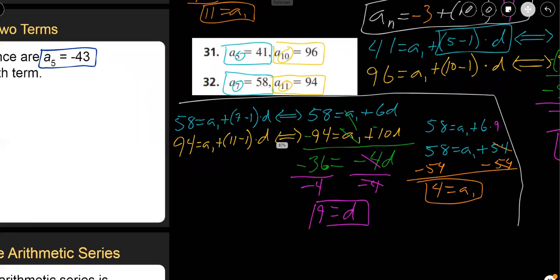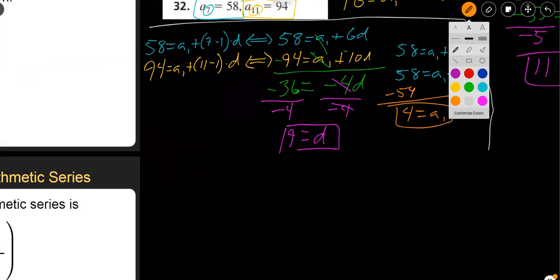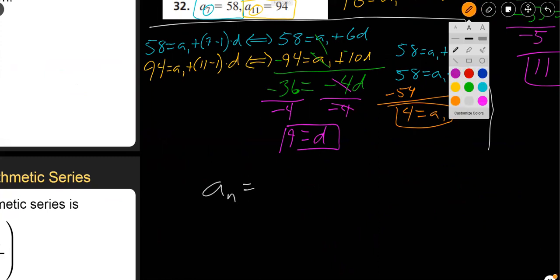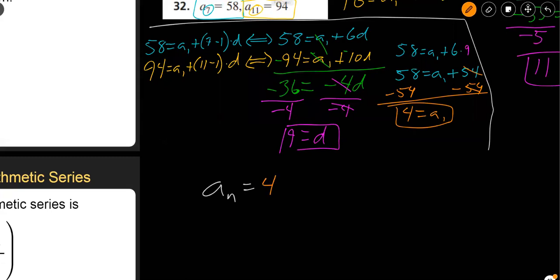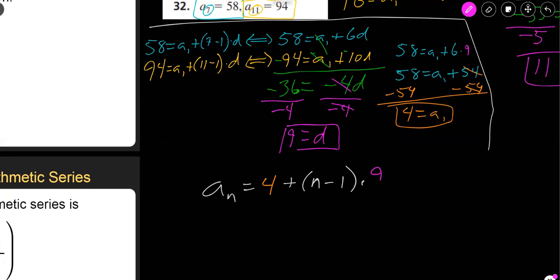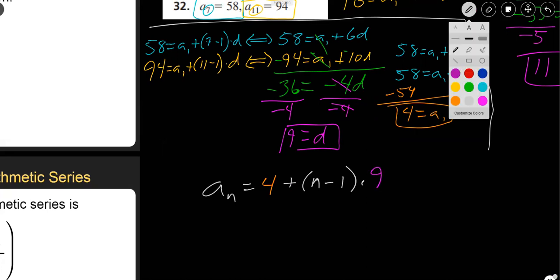Now I've got my two values that are required to write my standard rule or my general rule or whatever you want to call it, the rule to figure out any position. An is going to equal my first position, which is 4, plus the number of steps to go from 1 to n times my d value, which is 9. Now I'm done.